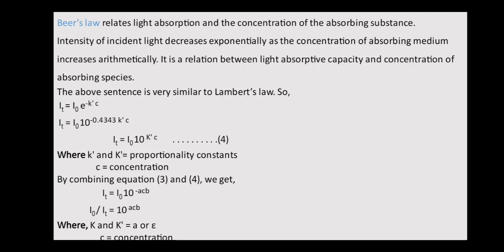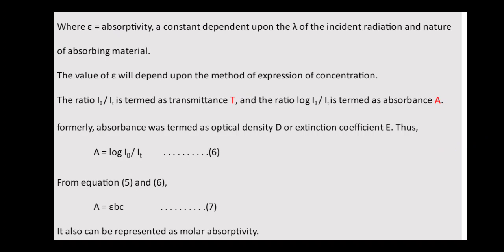So It = I0 into e raised to minus K'C, that is, It = I0 into 10 raised to minus 0.4343 K'C, and upon solving we get the equation It = I0 into 10 raised to minus K'C, where K' is the proportionality constant and C is the concentration. By combining equations 3 and 4, we get I0/It = 10 raised to εcb, where ε is the absorptivity and C is the concentration.